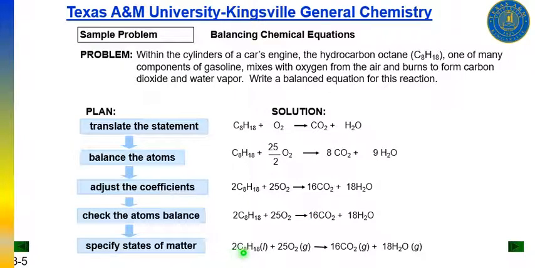The last step, you are going to specify the phases. Octane, everybody knows gasoline is a liquid, and atmospheric oxygen is a gas. Carbon dioxide is a gas. Water vapor, vapor meaning gas. So this equation is a balanced reaction with the labeling of the different phases for the reactants and the products.